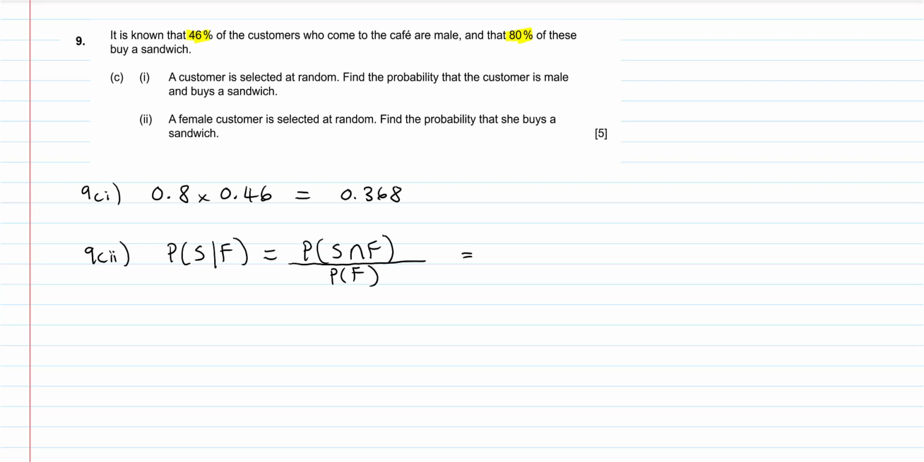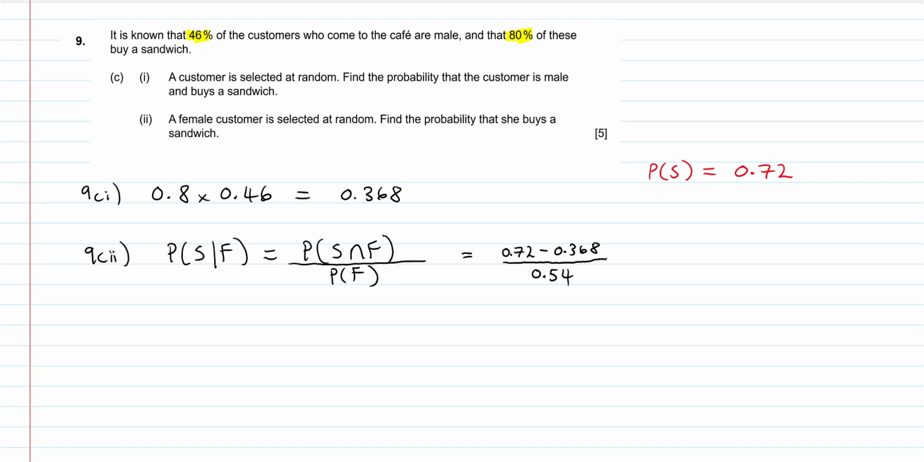So we know the denominator because we know the probability that the customer is male is 46%. So the probability that they're female must be 0.54. And we're given right at the start of the question in part A that the probability of buying a sandwich was 0.72. So we'll write that down. So we've got 0.72, but we need to take away the probability that they were also male and bought a sandwich.